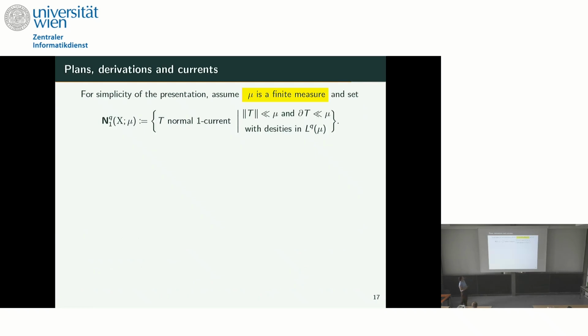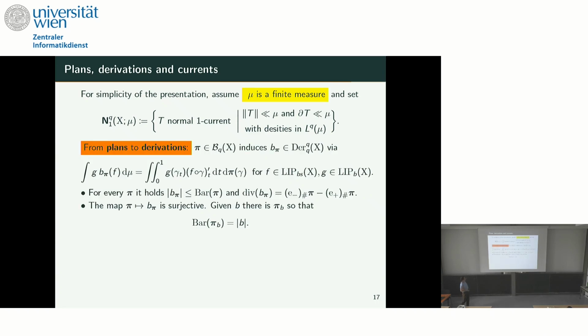Let me assume here mu to be finite, just for simplicity. And let us look at this class of normal one currents, and now we are on a metric space, so those are currents in the sense of Ambrosio. So I'm looking at normal one currents whose mass measure is absolutely continuous with respect to mu, and also the boundary is absolutely continuous with respect to mu, and both have densities in L^Q.